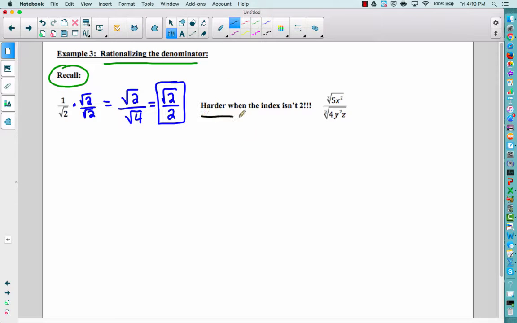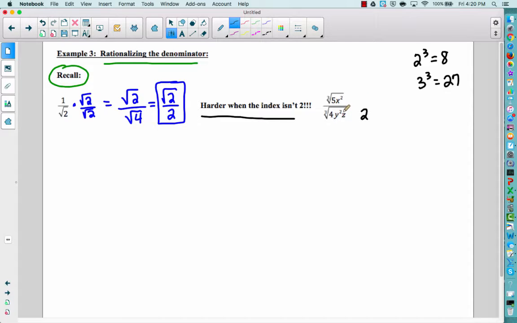Now, it can be harder when the index isn't 2 because we do have to think about the numbers that make perfect cubes. All right, so if you look at the denominator here, I have a 4. Well, my perfect cubes are 2 cubed is 8 and 3 cubed is 27. So I want to make the denominator one of those. So I can make the denominator 8. How? I'm going to multiply this by, hold on, let me erase that. I'm going to multiply this by 2. Okay, so 2 times 4 is going to give me 8.